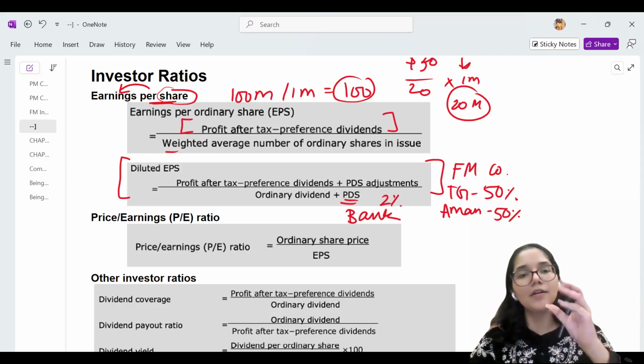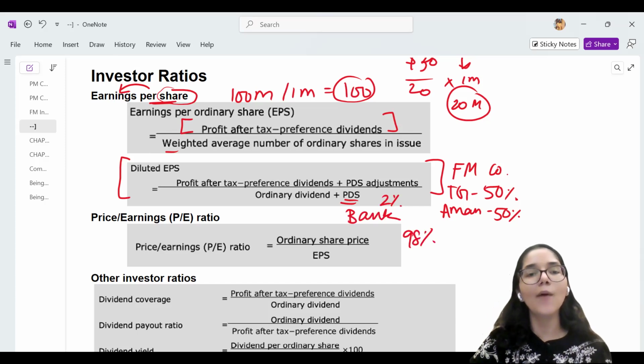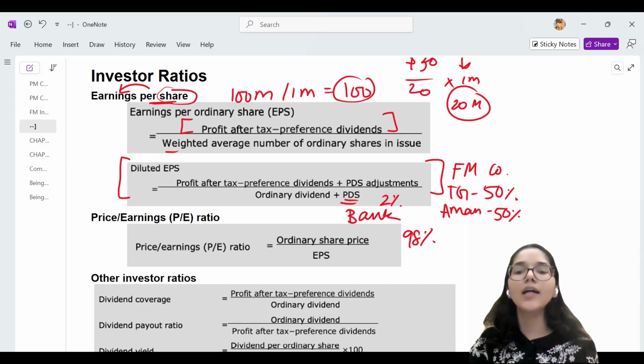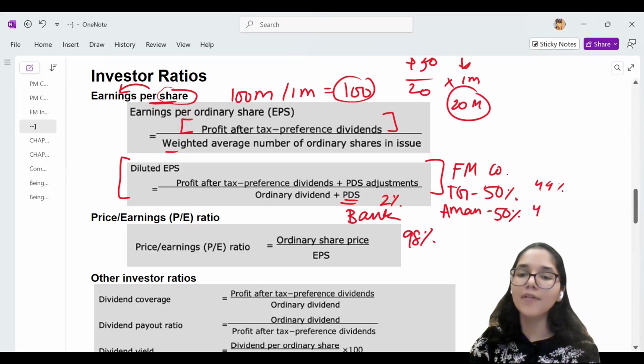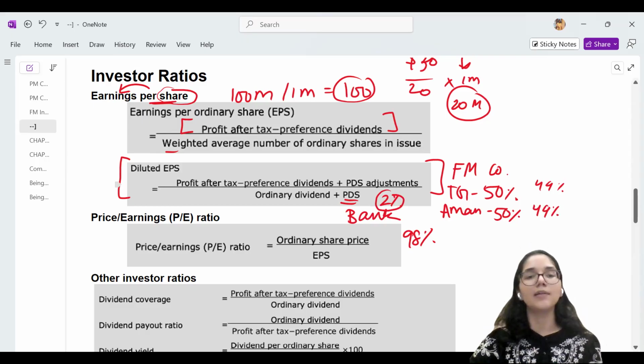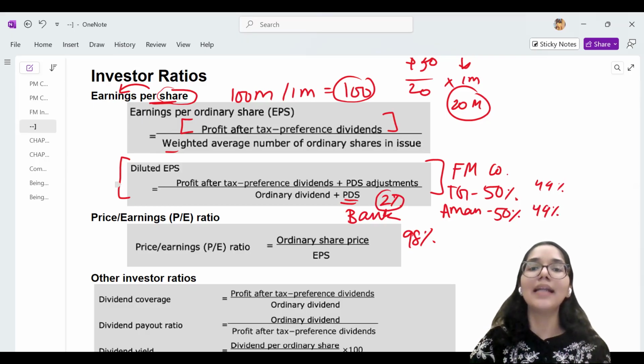So out of 100, if 2 has gone to the bank, 98 are left for me and Aman. So now what will our shareholding look like? Earlier we were owning 50% of the company, but now I will own 49%. Aman will own 49%, and the remaining 2% of the company will be held by the bank. So this is how control has been diluted.